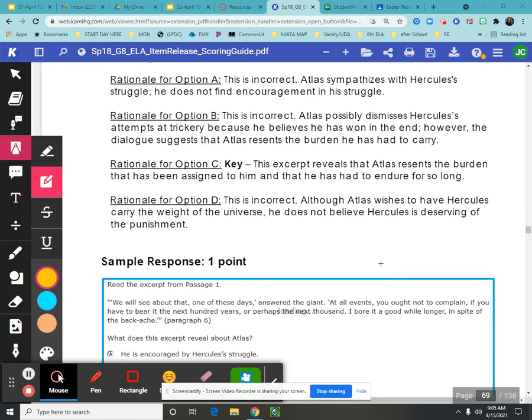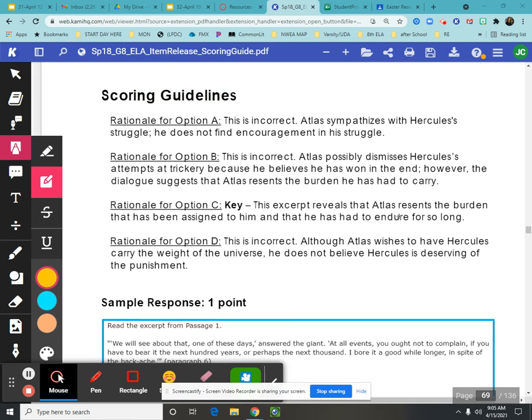This one is C. It reveals that Atlas resents the burden that has been assigned to him and that he has had to endure for so long. If you said B, Atlas possibly dismisses Hercules' attempts at trickery because he believes he has won in the end. However, the dialogue suggests that Atlas resents the burden that he has to carry. That's a very tricky one there, but it is C. If you had a different one, please read your rationale.